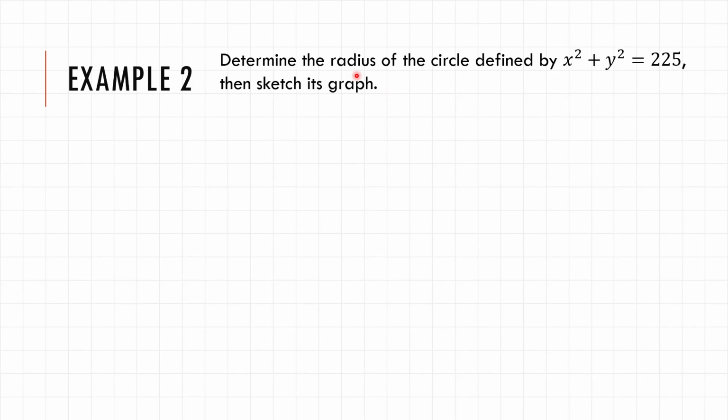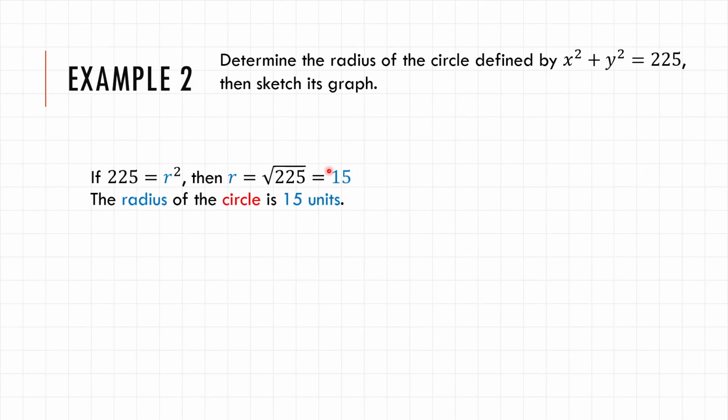Well, first, I'm going to find the radius of the circle. So if this is x squared plus y squared equals r squared, so if 225 is r squared, then I can square root it to find out that r should be 15, because 15 times 15 does get us 225. And that tells me that the radius of the circle is 15 units.